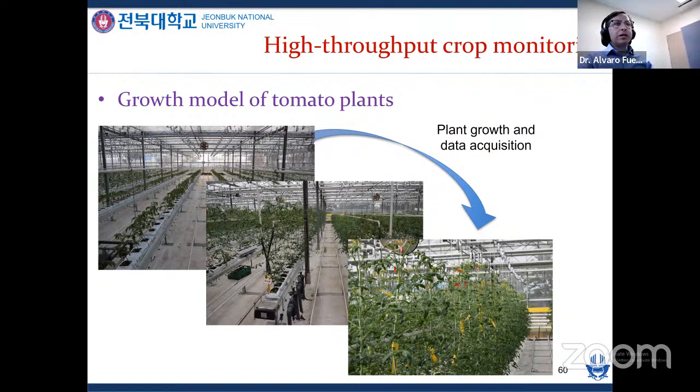And now we are implementing with robots. So the robot arms or other types of robots will basically be in charge of monitoring the crops, detecting the diseases, and saving that information for monitoring purposes.